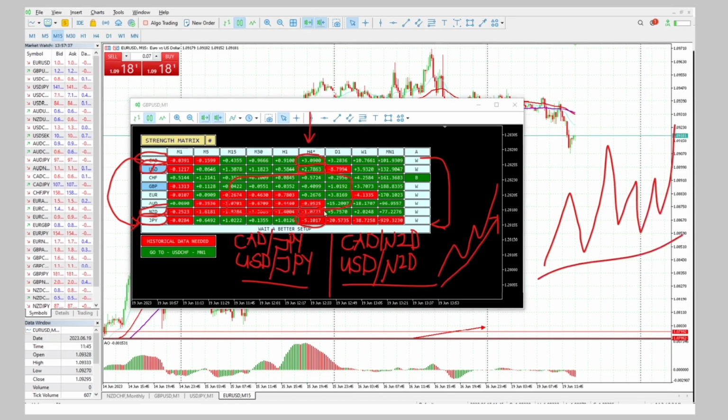Okay, so don't trade those ones in the middle. That's why I always don't trade those guys in the middle. Merge the strongest with the weakest and find a trending market, strongest or weakest. Don't trade those in the middle.